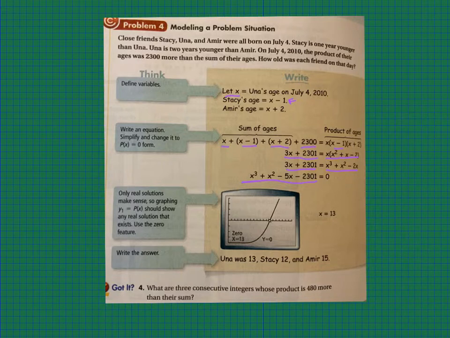You can see there's only one real solution when graphing it and using the zero feature. We were looking for when y equals 0, what is my x value? So that is a realistic 13. And then, what are 3 consecutive integers whose product is, let's do this next example, 480 more than their sum?